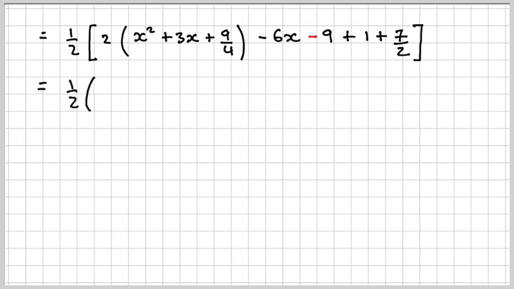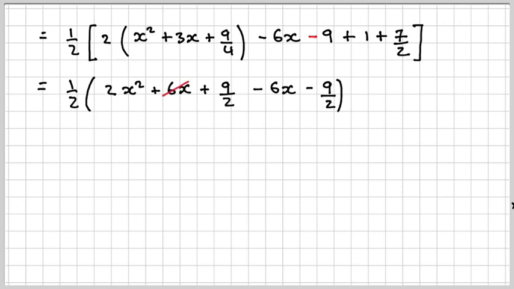And then we will multiply this by 2. So if you do too much in one go, you'll make a mistake. So you get 2x squared plus 6x, and then 2 divided by 4 will just become 9 over 2. Okay, minus 6x, so that's good because it looks like that's going to cancel out. And then minus 9 plus 1 plus 7 over 2 happens to be minus 9 over 2.